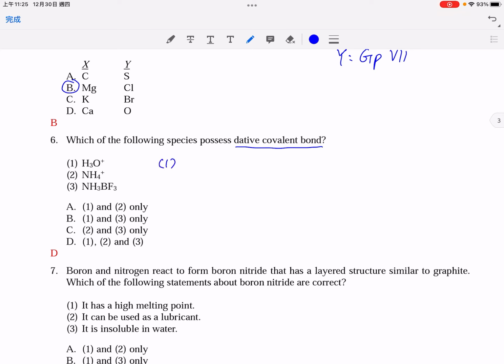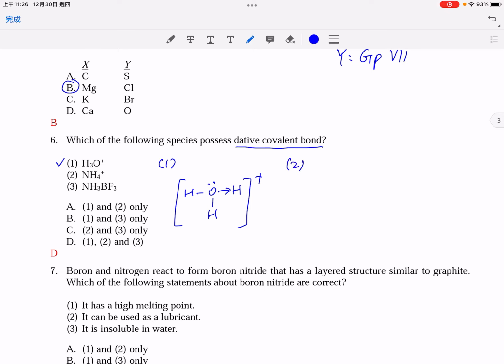Actually, for these 3 options, H3O+: water has 2 lone pairs of electrons. If one of the lone pairs of electrons is donated to an H+ ion, then it becomes the H3O+ ion, and that is option 1.